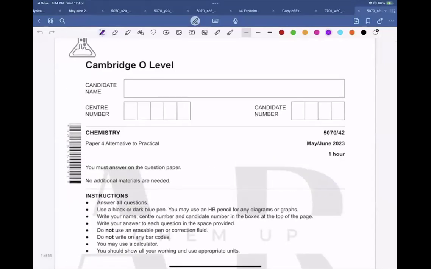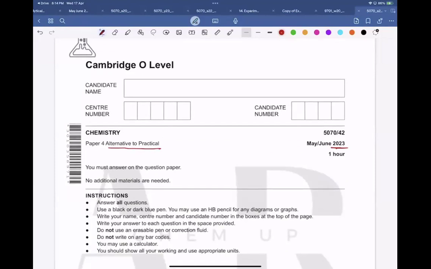So today we are going to start ATP, alternative to practical. And let me tell you, this is the easiest paper. Why have I chosen to do 2023? We are going to do the previous ones as well.